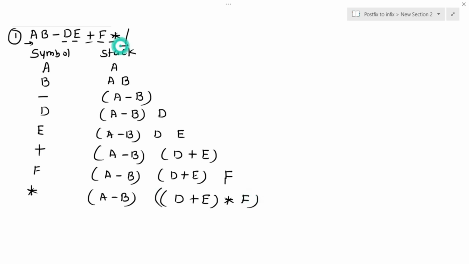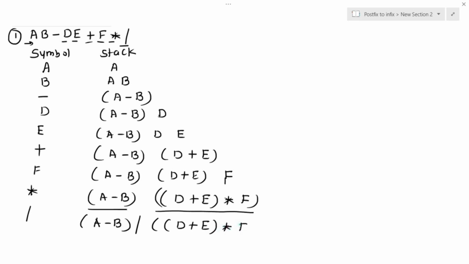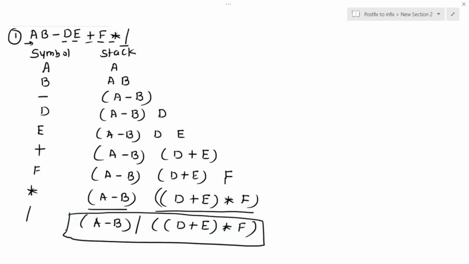The last one is division. Now we have only two operands left. This is the first operand and this is second operand. So the final expression is A minus B division D plus E into F. Okay, so this is our final infix expression.